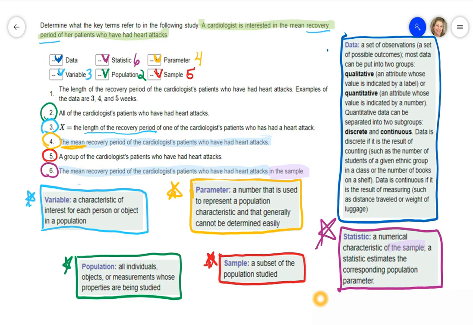And that is the data. And data is a set of observations, a set of possible outcomes. We're looking for the length of the recovery period of the cardiologist's patients who have had heart attacks. Examples of the data are 3, 4, 5 weeks. So it's kind of pretty clear right there. So that is our answer.